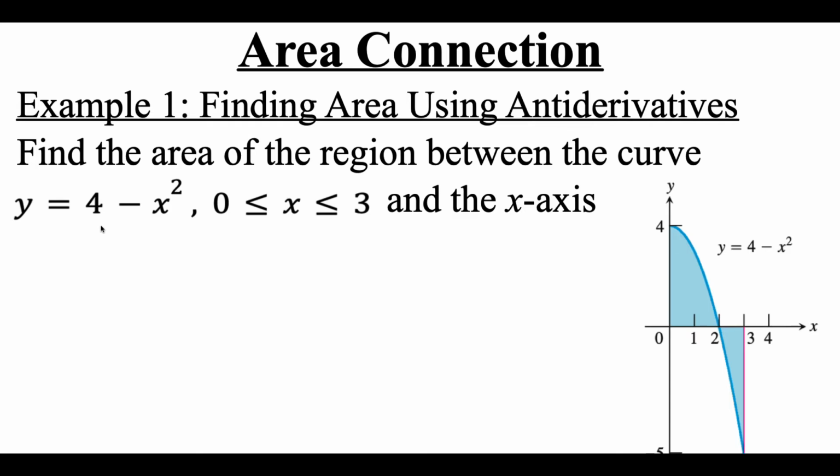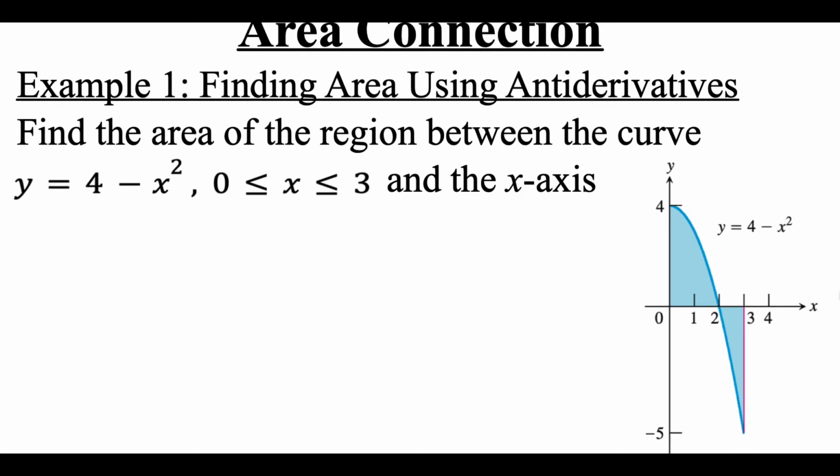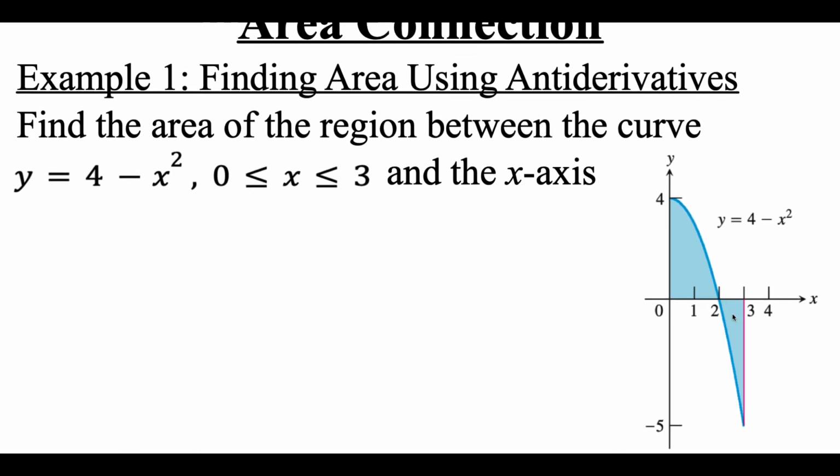So we've got the equation 4 minus x squared, and we're going to look specifically between x values of 0 and 3. So I'm going to scroll down a little bit so that we can see all of our picture. Now, as we can see, going from that x value of 0 until we hit that x value of 2, that portion of the graph is above the x-axis, so that's going to contribute a positive area.